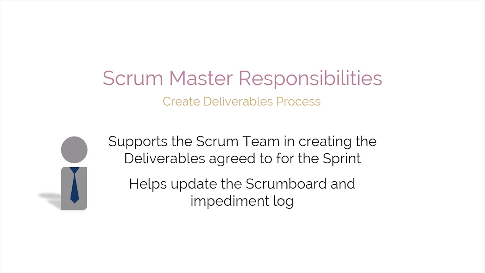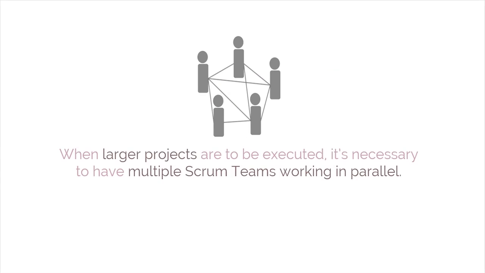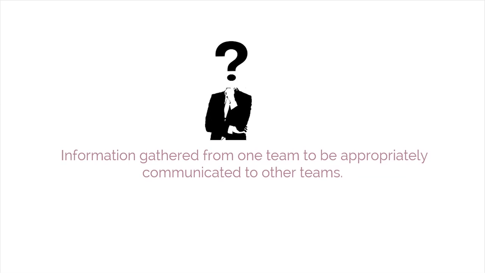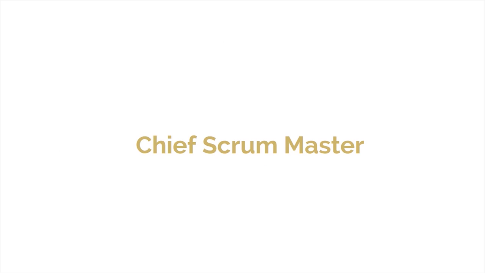From these examples, you should be able to see why we refer to the Scrum Master as a servant leader. That role is really there to lead by supporting the Scrum team. Now, when there are larger projects to be executed, it's necessary to have multiple Scrum teams working in parallel. And of course, it's crucial that information gathered from one team be appropriately communicated to other teams. The Chief Scrum Master is responsible for this activity.